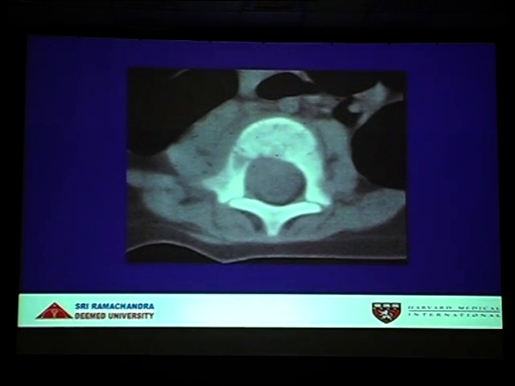And then when you do a CT scan, you can see this lytic lesion. Can you see the lytic lesion? That is the cause for the pain. So what do you think? What is that lytic lesion in the vertebra? Malignancy.